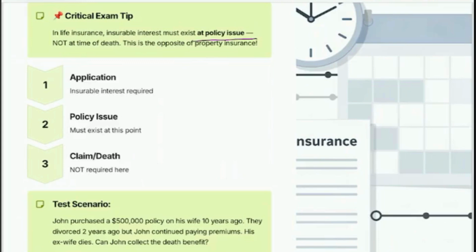Test scenario. John purchased a $500,000 policy on his wife 10 years ago. They divorced 2 years ago, but John continued paying premiums. His ex-wife dies. Can John collect the death benefit? Yes, unless you're in those couple states, but you'll learn about that in regulations. But yes, for 98% of you, yes. Insurable interest only needs to exist at the time of application, at the time of issue, not at the time of death. The policy remains valid even though the insurable interest no longer exists.